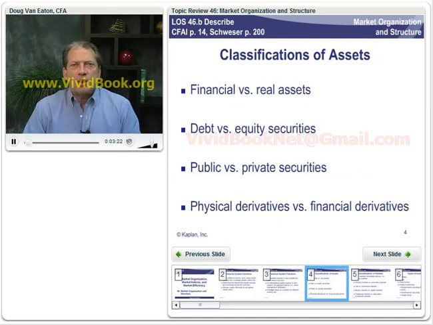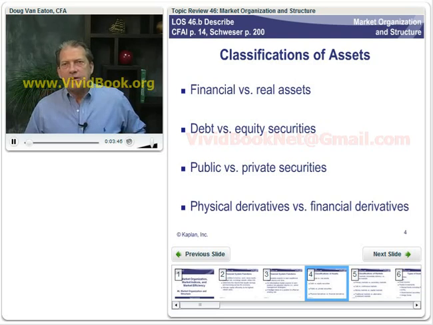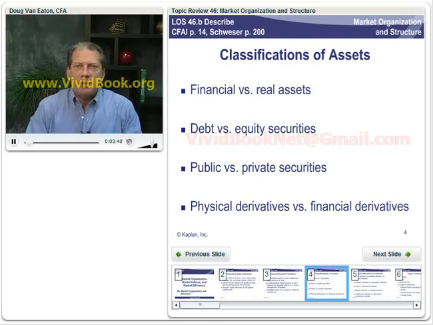Public versus private securities. When we talk about public securities, we're talking about securities that are registered with the regulators for sale to the public and trading in public securities markets. Physical derivatives versus financial derivatives. Well, physical derivatives have a physical underlying asset, gold, wheat, copper, things like this, whereas financial derivatives are based on interest rates or bonds or options on equity securities. These are all considered financial derivatives.